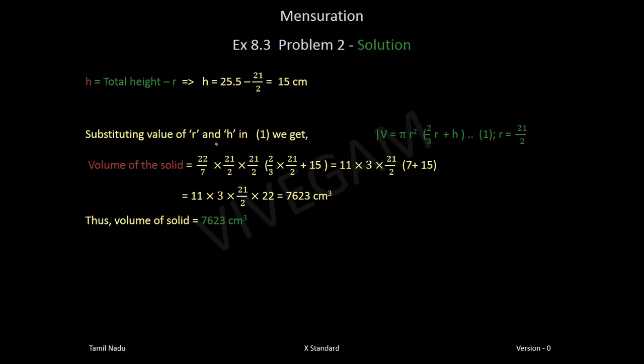Okay. Now we need to substitute the value of r and h in equation 1, which is what we derived here. The V equal to pi r square into 2/3 r plus h. And r we just calculated to be 21/2. So substitute r in this equation and h also in this equation. We will get 22/7 into r into 2/3 into r plus h. Okay. So 7 will go 3 times. And then 2 will go 11 times. So you will get 11 into 3 into 21/2. This 3 will go 7 times. 2 will get cancelled. So 7 plus 15, that will be 22. So you will get 11 into 3 into 21/2 into 22. This on simplification will get you 7623 centimeter cube. So the volume of the solid is 7623 centimeter cube.